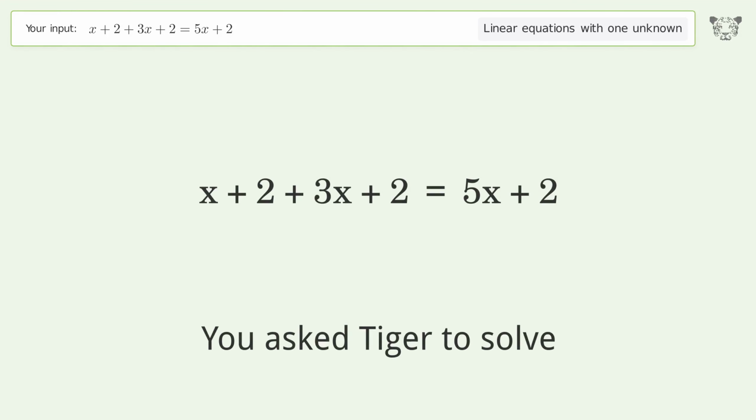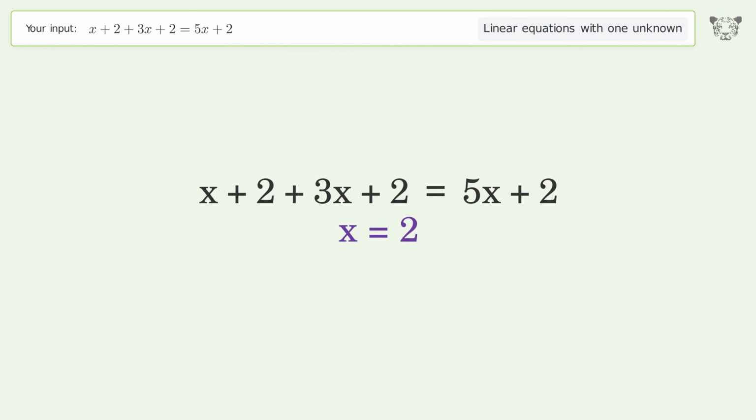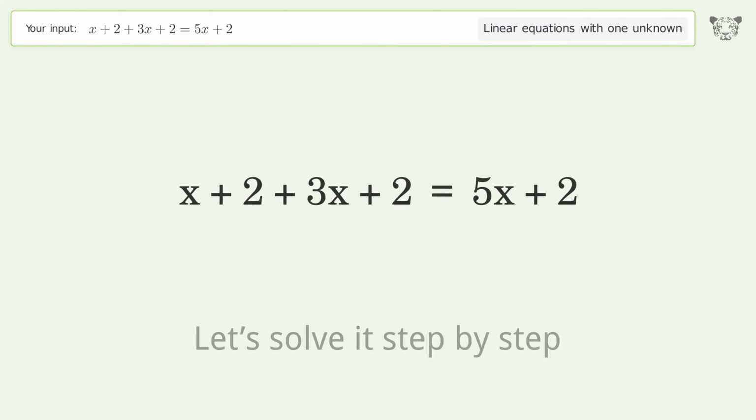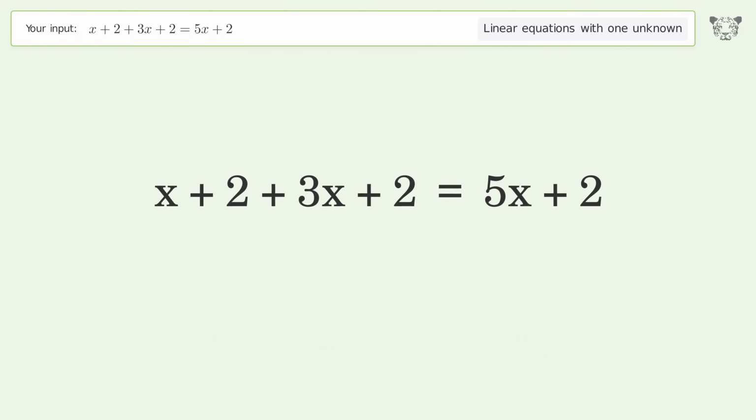You ask Tiger to solve this. This deals with linear equations with one unknown. The final result is x equals 2. Let's solve it step by step. Simplify the expression. Group like terms.